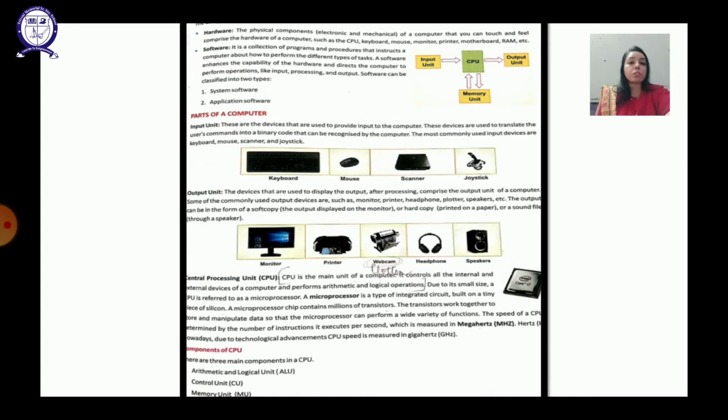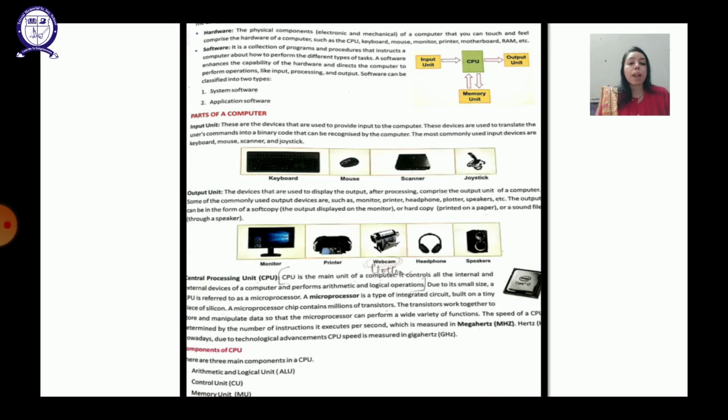Whereas the software refers to the collection of programs that instruct a computer how to perform the different types of tasks. Now here we have two types of software, one is the system software and one is the application software. When we talk about the system software, it is software which handles the functioning of the full system, like your operating system. And when we talk about the application software, it is software which works on a particular application. Like we have MS Paint, its main work is to do painting. We have MS Word, the main work is to prepare documents. So application software is made specifically for a particular work, right?